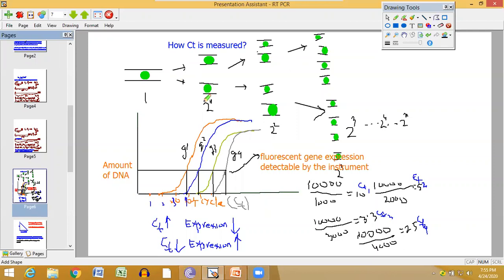When the PCR starts, you add fluorescent dye in the solution. These fluorescent dyes get incorporated in double-stranded DNA, that means they intercalate. So when the PCR cycle goes on and the amount of gene increases exponentially, by the 2 to the power n formula, to each of the copies of the DNA, one molecule of the fluorescent dye gets incorporated.